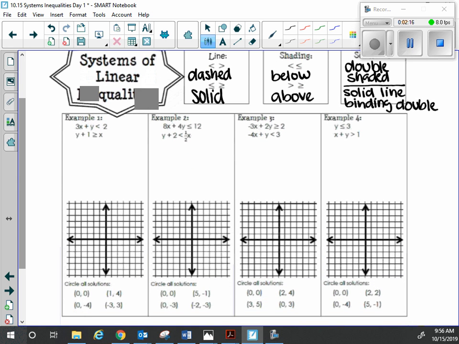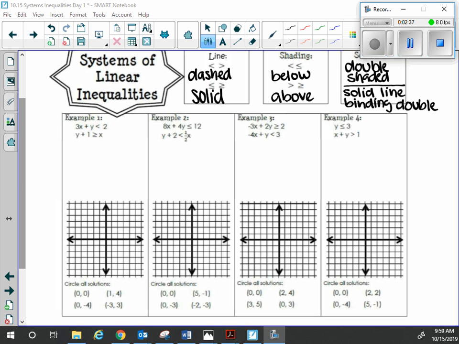So example one, if I'm going to graph it, what's wrong with it? It's not slope. It's not slope-intercept form. So the first thing I need you to do for all examples actually is go through and just solve all of them for y. That's going to save us a lot of time later. So solve example 1 through 4, solve all of those inequalities for y.